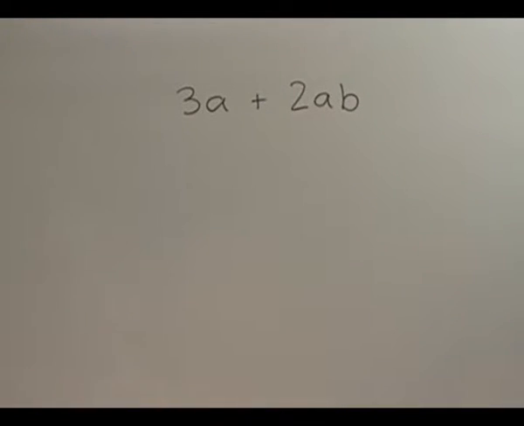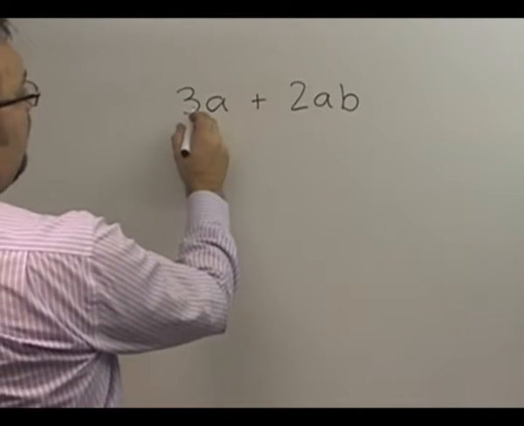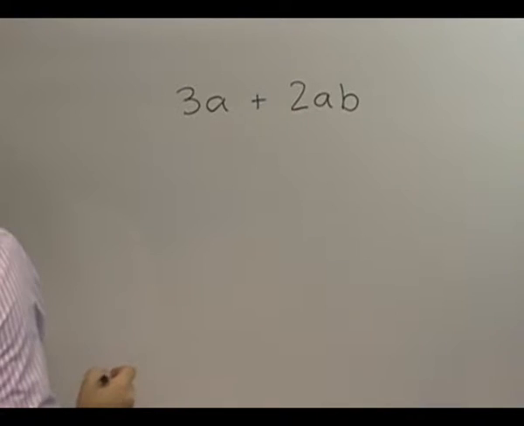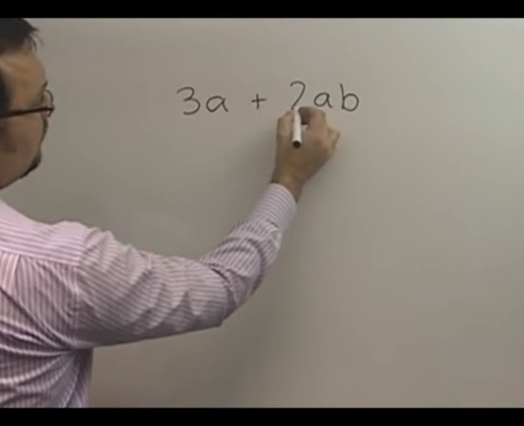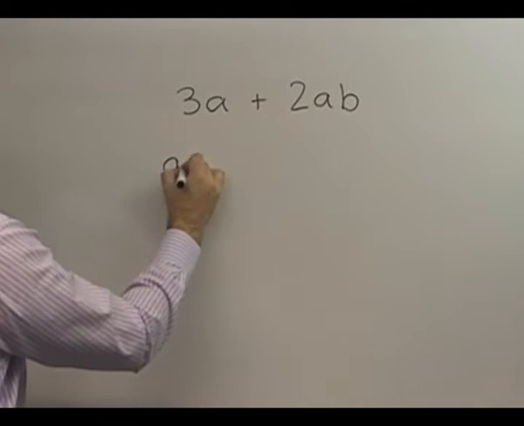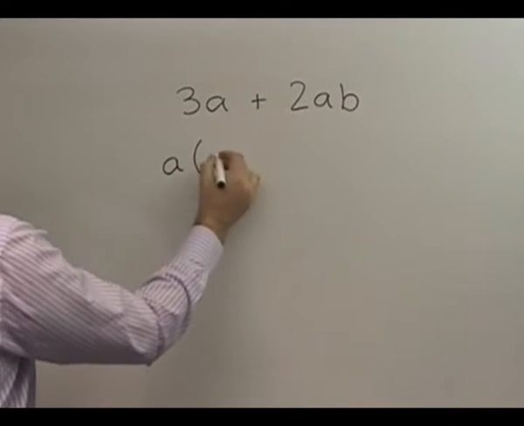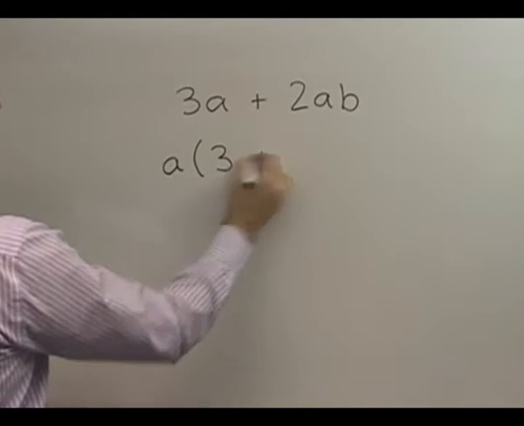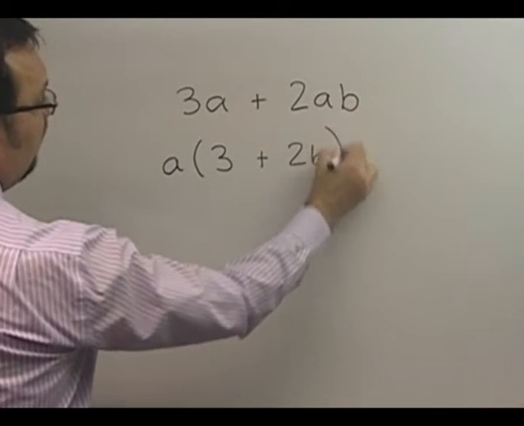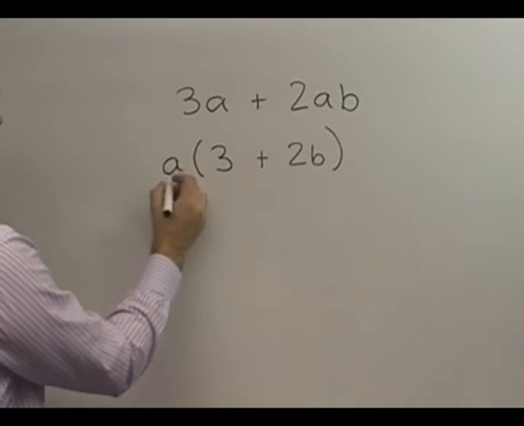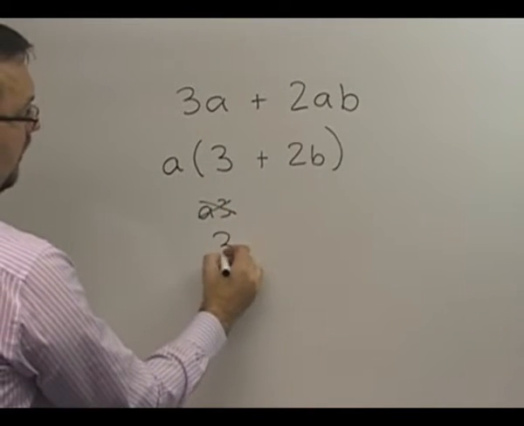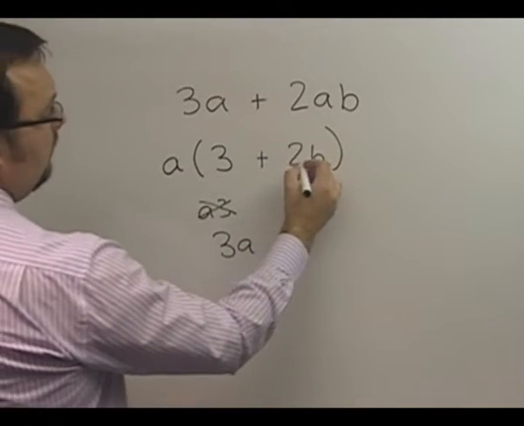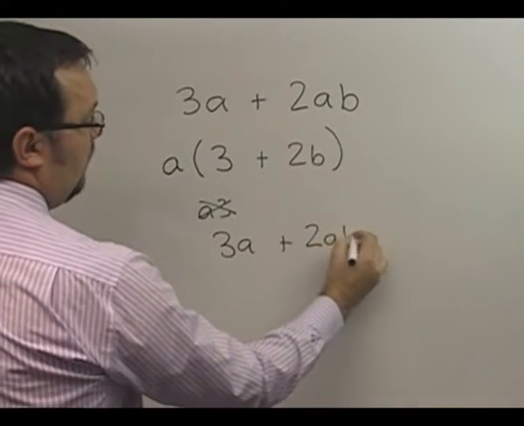Now we're moving into the slightly more difficult examples because we're looking at the letters as well as the numbers. Here, there isn't a common factor of 3 and 2 apart from 1, but that won't make any difference. However, if you look, that's 3 times a, and that's 2 times a times b. So a is a factor of both of those. a times 3 is 3a, and a times 2b is 2ab. So watch, I'll expand it. a times 3, now I don't write a3, do I? I write a times 3 is 3a, and a times 2b is 2ab.